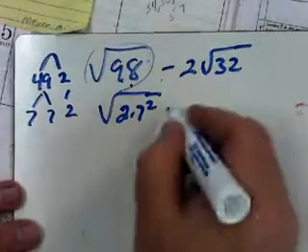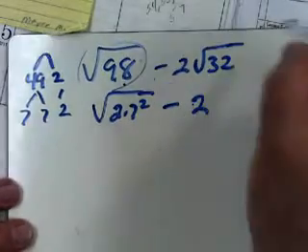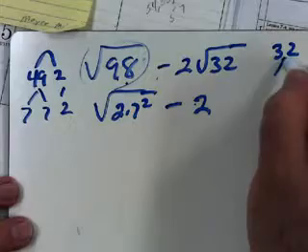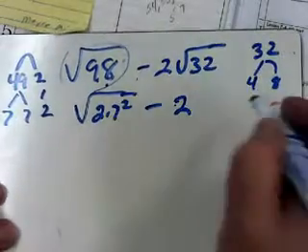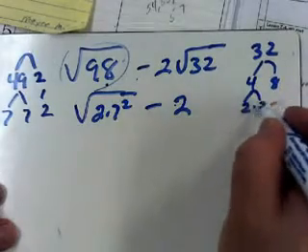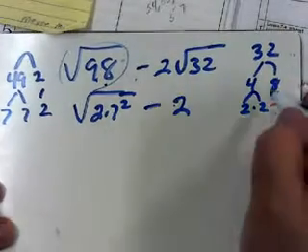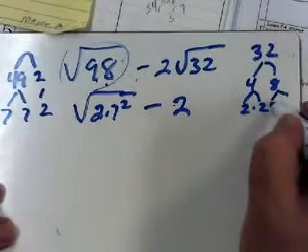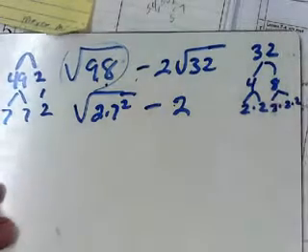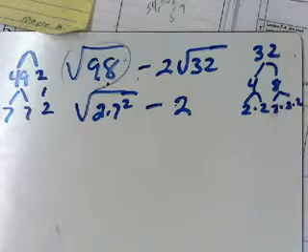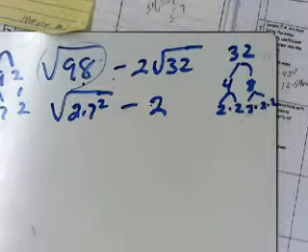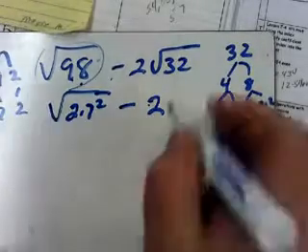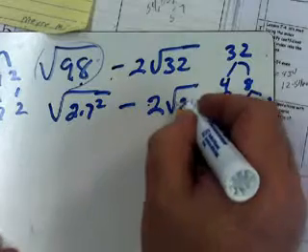Minus 32. 4 times 8. 4 is 2 times 2, isn't it? 8 is 2 times 2 times 2. Or if you need to take the step, 8 is the same as 4 times 2. Well, 4 is already a 2 times 2, isn't it? So that's where I got 2 times 2 times 2. So this becomes 2 to the 5th power.